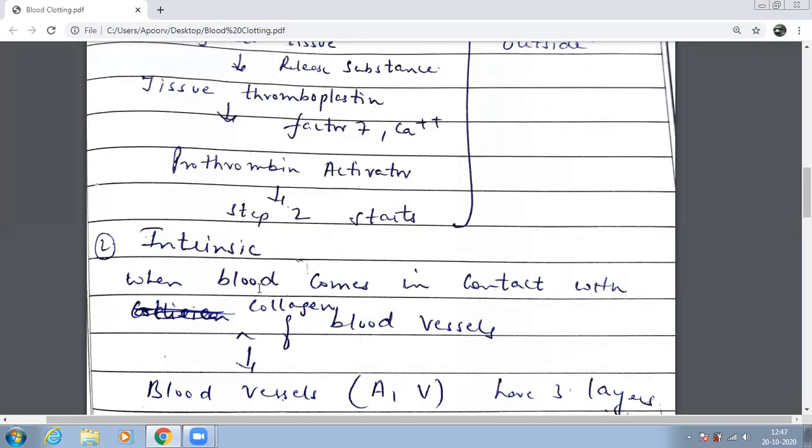Arteries and veins. And how many layers do they have? Arteries and veins, how many layers? Anybody knows? Approximately 4. 3 layers. Excellent. It is 3 layers. Very good. Collagen is found in which layer? Any idea?